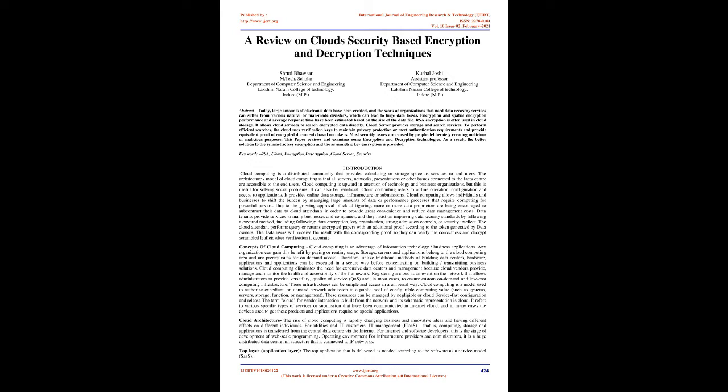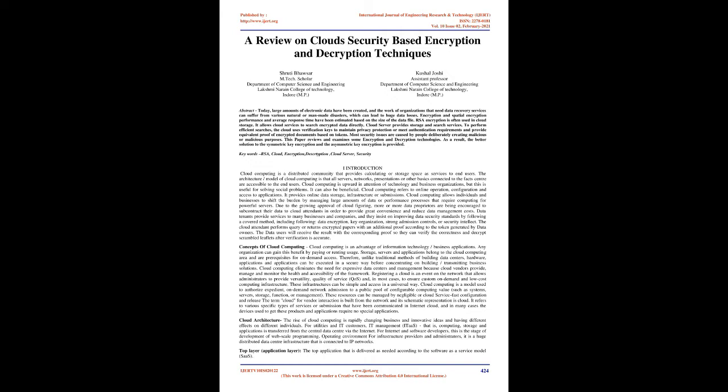Encryption and decryption performance and average response time have been estimated based on the size of the data file. RSA encryption is often used in cloud storage. It allows cloud services to search encrypted data directly. The cloud server provides storage and search services. To perform efficient searches, the cloud uses verification keys to maintain privacy protection or meet authentication requirements and provide equivalent proof of encrypted documents based on tokens.